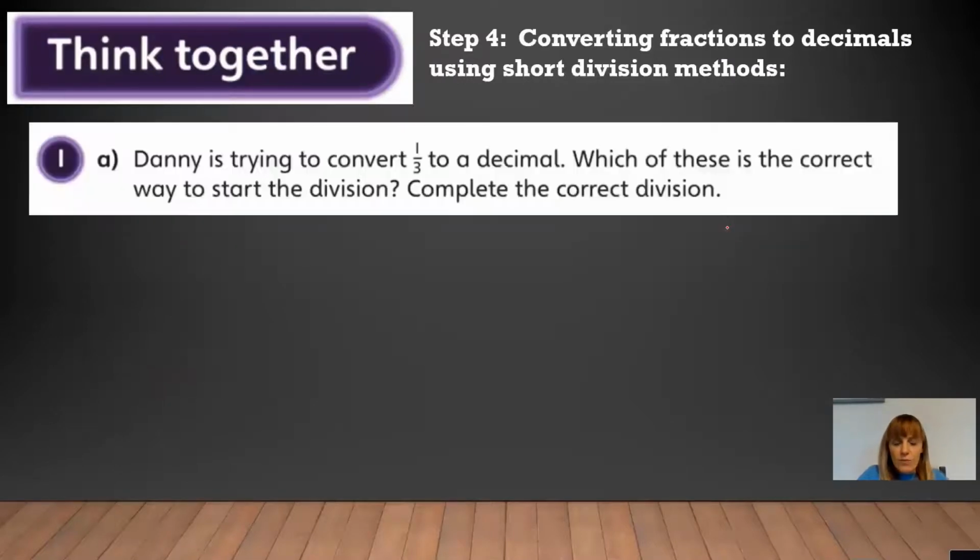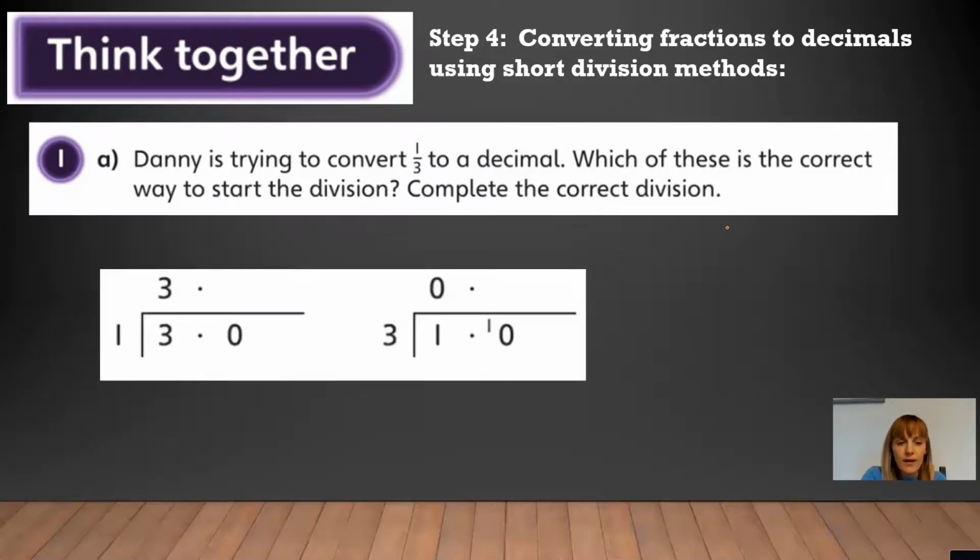Now, here we're going to look at something that can happen quite commonly when we're doing this method, to explain what to do. So this is our think together. Danny is trying to convert 1/3 into a decimal. Which of these is the correct way to start the division? So first of all, here's 2. Am I doing 3 divided by 1 in this method here? I've got the 3 inside the bus stop. Or am I doing 1 divided by 3 here? Have a think. What do you reckon? Now remember, when we looked at this, here's our fraction. We're converting into a decimal. We're going to divide the numerator by the denominator.